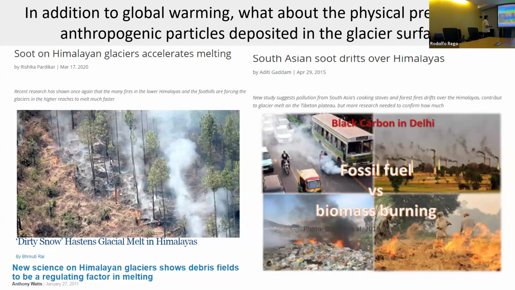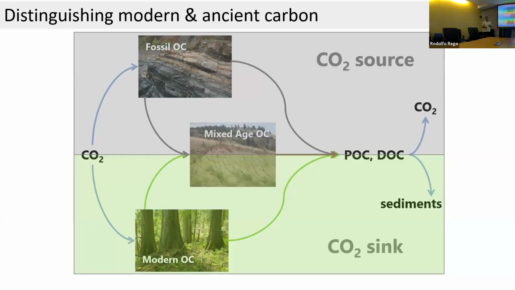And the final thing we have looked into is 14 carbon. As you are all aware, 14 carbon is used in age dating. Here, modern organic carbon is a CO2 sink, fossil organic carbon is a CO2 source, and the soil is the mix. And then after all, there are particulate organic carbon and dissolved organic carbon. We will come to it when we look into the problem statements.